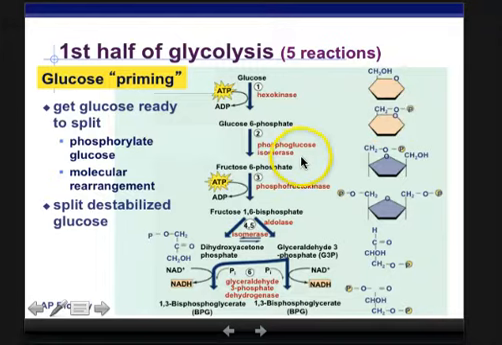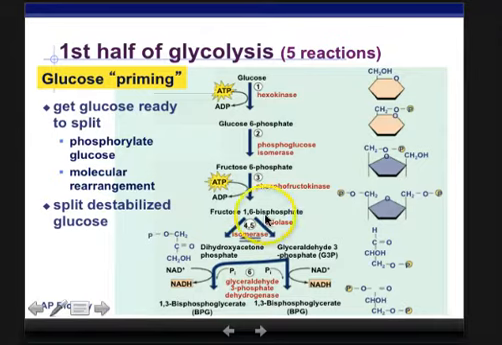Then this enzyme, you can tell by its name what it does, phosphoglucose isomerase. We're taking our glucose with a phosphate on it and changing it into its isomer. That's what an isomerase does. So it changes it into fructose 6-phosphate. And then phosphofructokinase, again a kinase, which comes up all the time when we're doing phosphorylation. Now we're going to have 2 phosphates on this fructose.